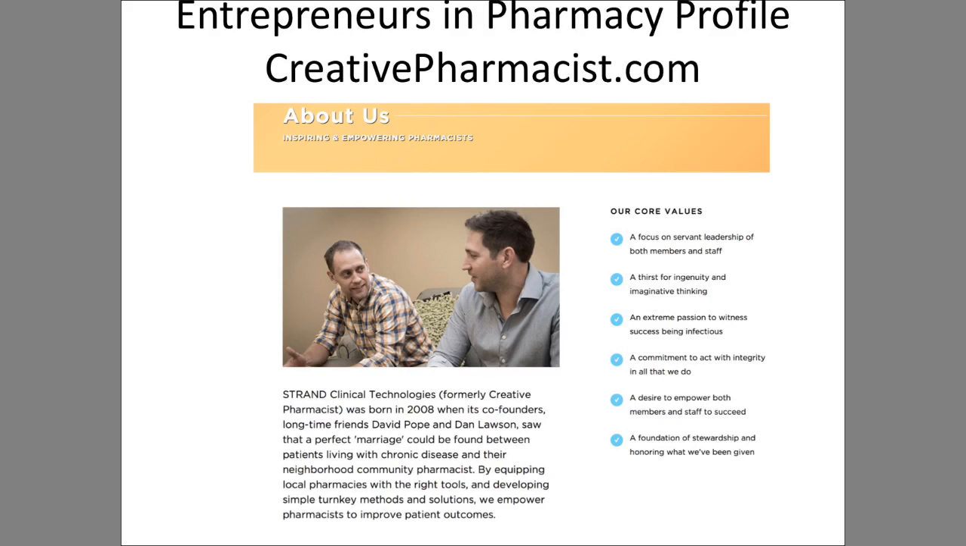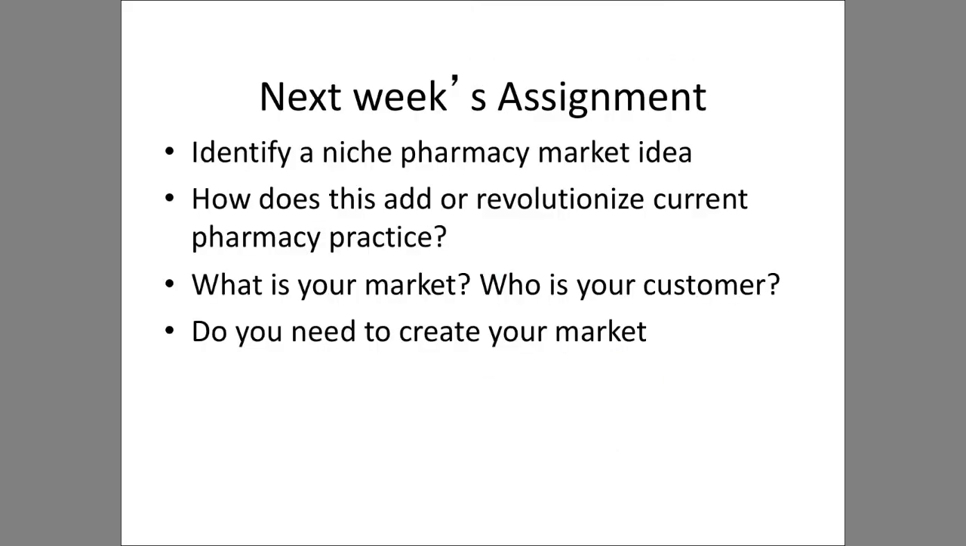So the point of these two examples is it doesn't have to be a store, but it can be if you want. But you want to find out what is your passion and identify that niche. So this week, as you're preparing your assignment, please think about that. What is your niche in pharmacy? How does this add to or revolutionize current pharmacy practice? What is your market? Who is your customer? And how are you going to create that market?